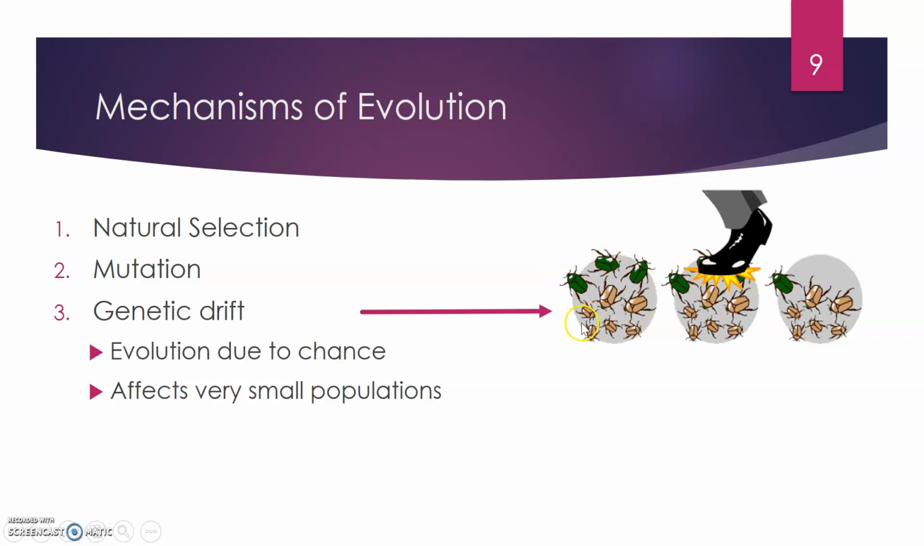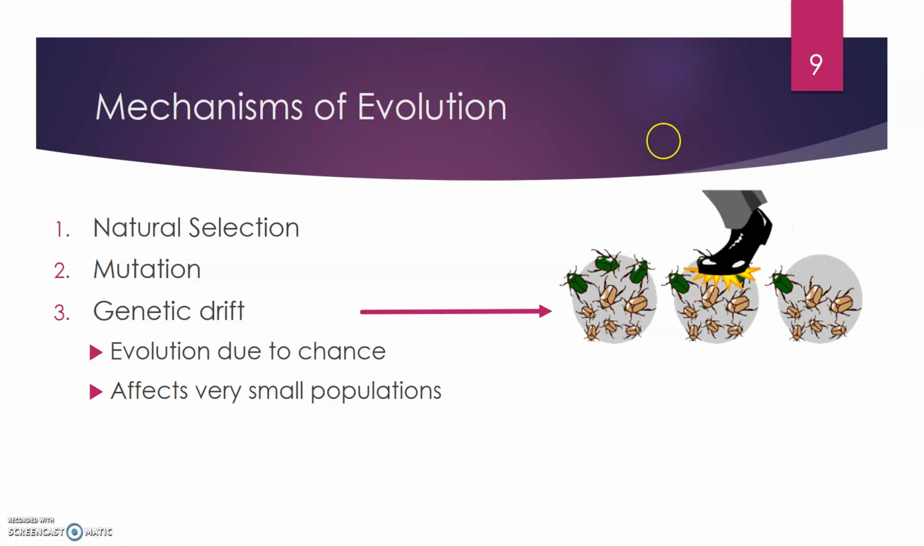And so there's a population here that consists of about 1/3 green beetles and 2/3 tan beetles. And then there's a random event. There's a person that happens to walk by, and by chance, he kills almost all of the green beetles. And you can see that generates a completely different population where most of the beetles are now tan, and there's only one green beetle left. And so as a result, this small population has been changed over time, basically due to chance or genetic drift.